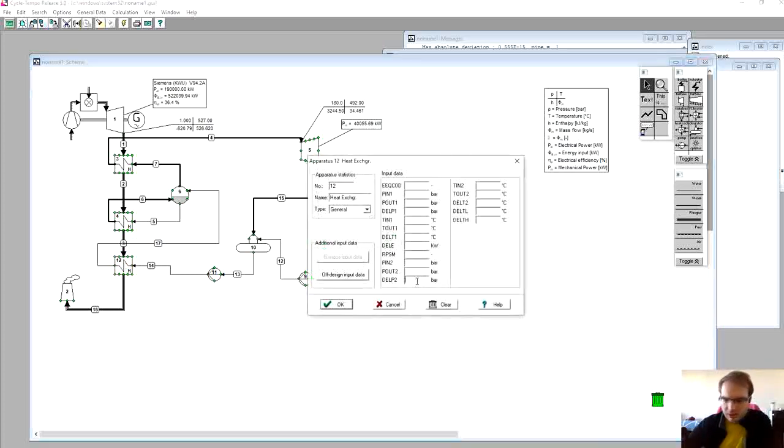Let's again put in 0 pressure drops. EEQ code number 2, because we already have this heat exchanger specified to calculate mass flow rate in our steam cycle. And let's specify delta TH, where we can put 15 degrees C.